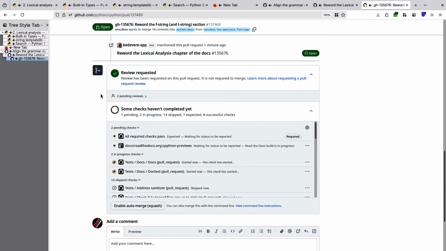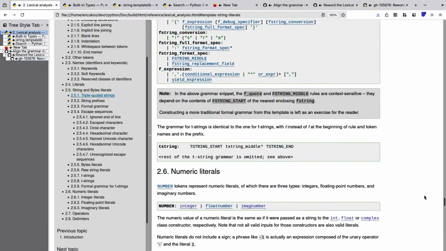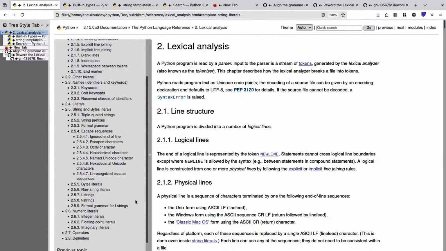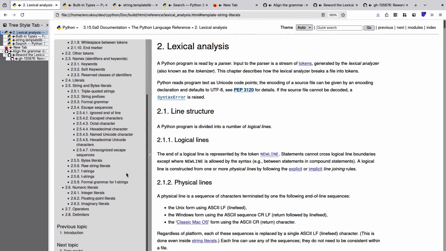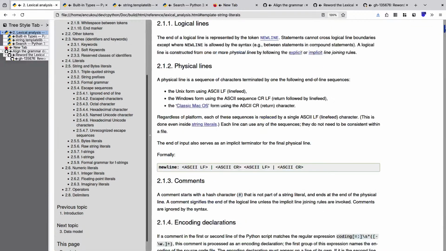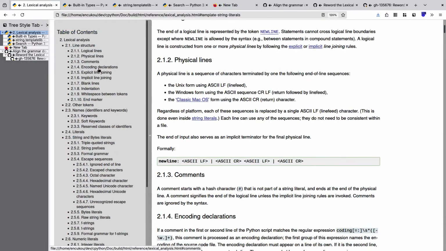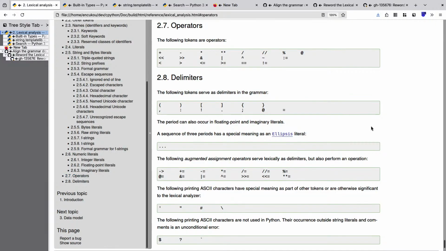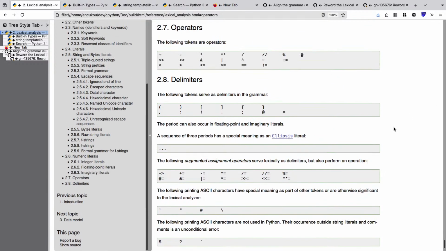All right, so I guess it'll take you a few weeks for a review. There's no rush for that, but that means lexical analysis is, well, we've covered it all except the very end. Operators and delimiters: should we change anything here?